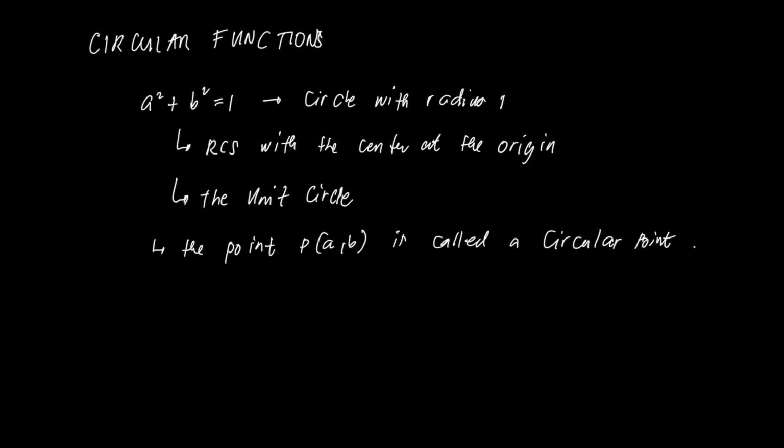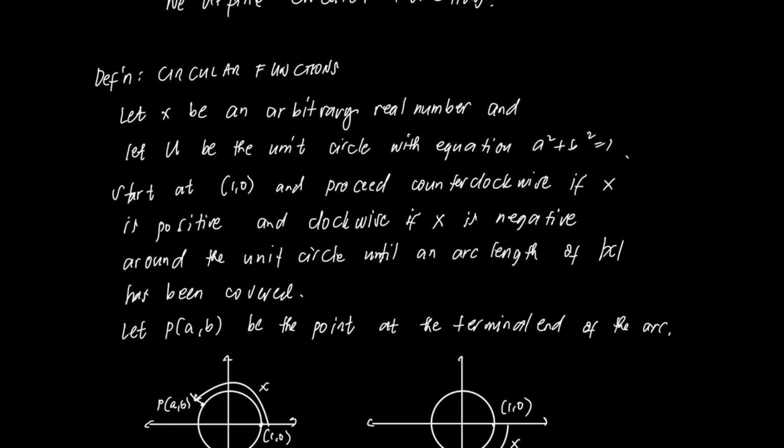And the point (a, b) in the unit circle is called a circular point. Now, from this unit circle, we define circular functions. Let us define the circular functions. Let x be an arbitrary real number, and let U be the unit circle with equation a squared plus b squared equals 1.